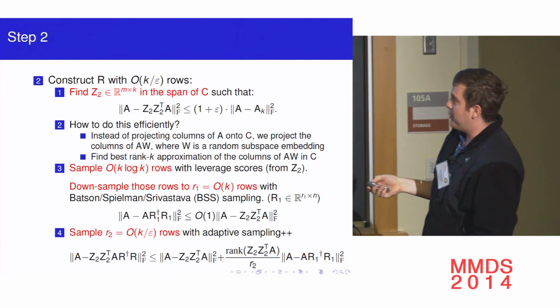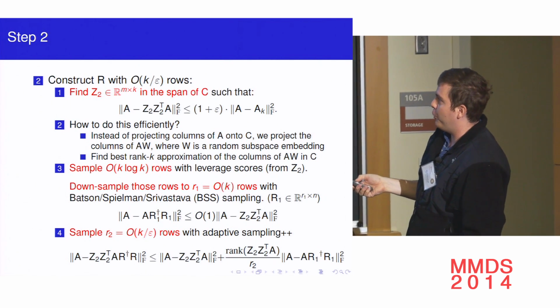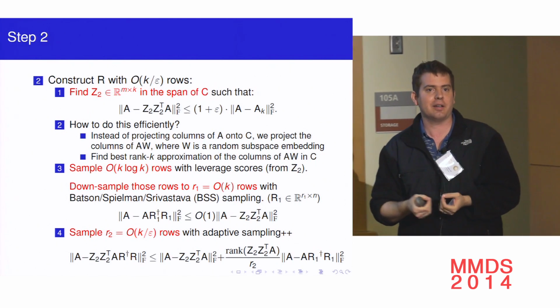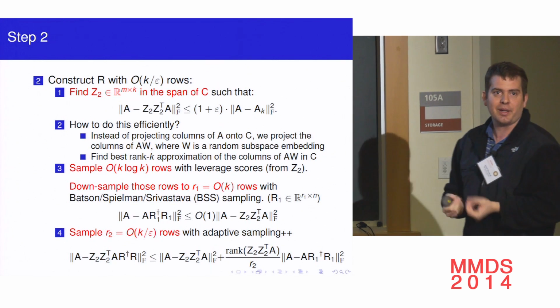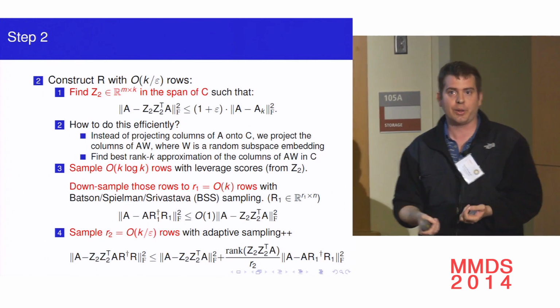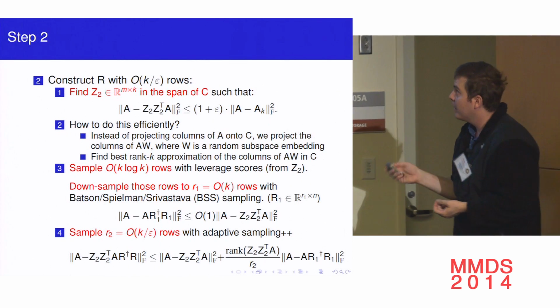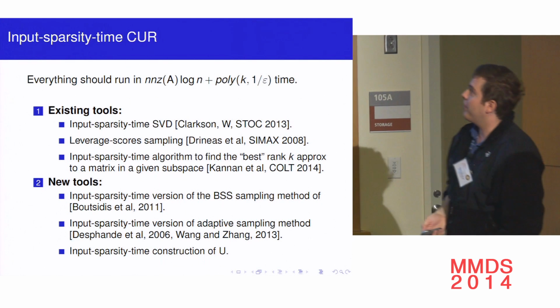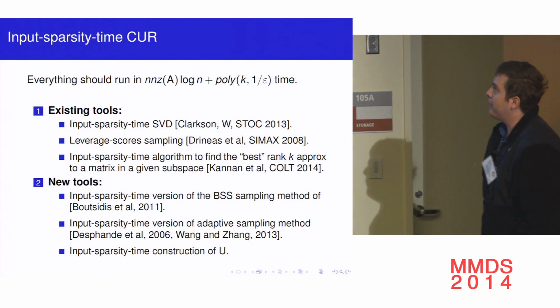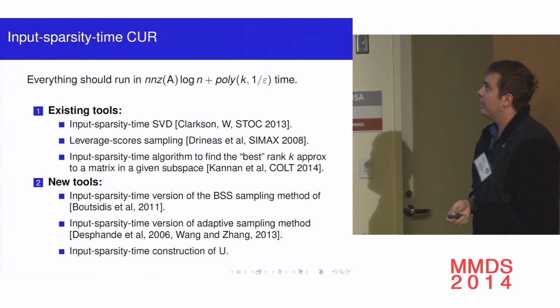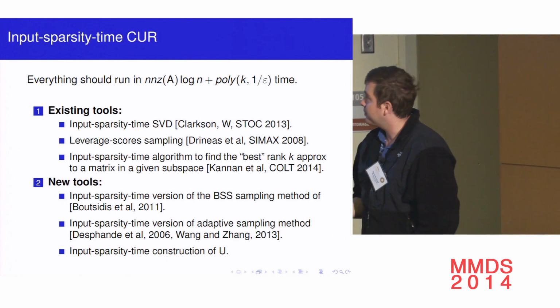I should note that computing this U, this matrix between C and R, can't easily be done in input sparsity time. So we have some additional ways of characterizing what that looks like in order to compute it quickly, or an approximation to it. So that's the outline of the algorithm, and let me just finish with what tools we need to get the overall input sparsity time algorithm.